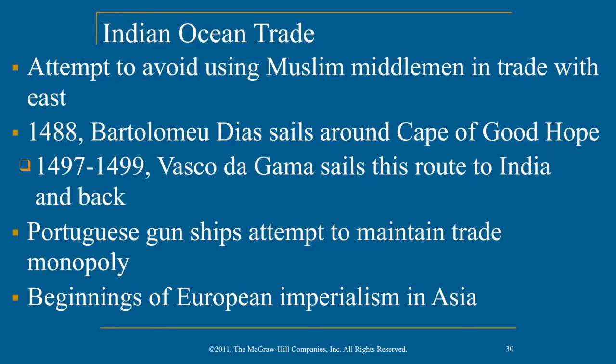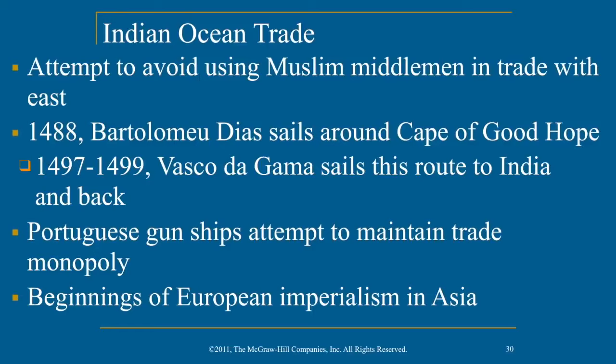Indian Ocean Trade. In an attempt to avoid using Muslim middlemen in trade with the East, many of the Portuguese explorers decide that they're going to leave from Portugal and try to make it around Africa all the way to India. They had a rough outline of what the world looked like. 1488, Bartolomeu Dias sails around the Cape of Good Hope, which is the very bottom part of South Africa. 1497 to 1499, Vasco da Gama sails this route to India and makes it all the way back.